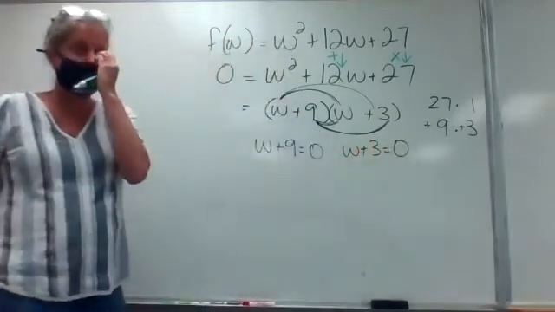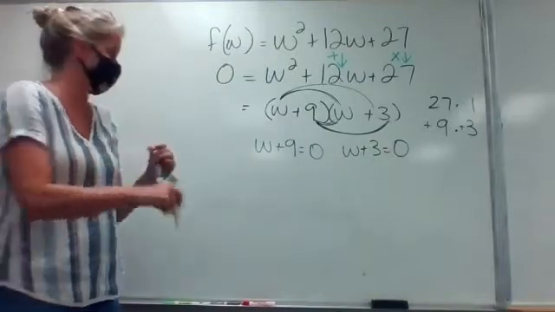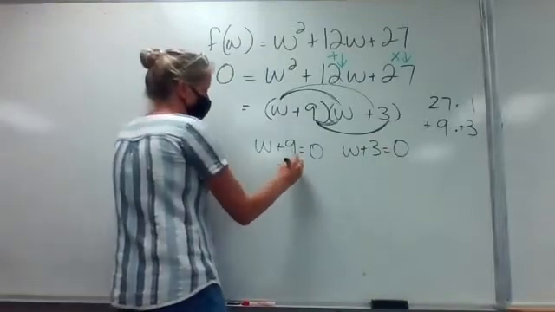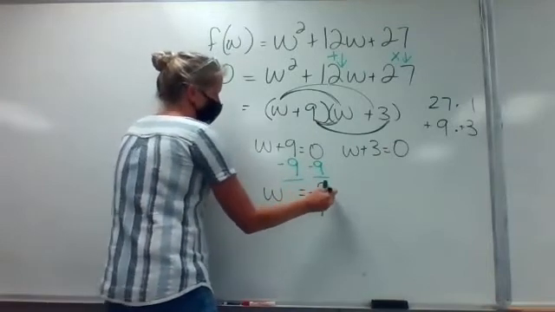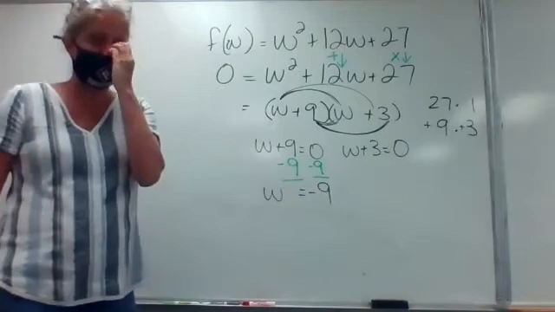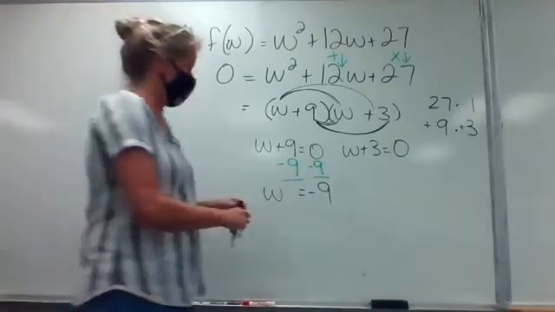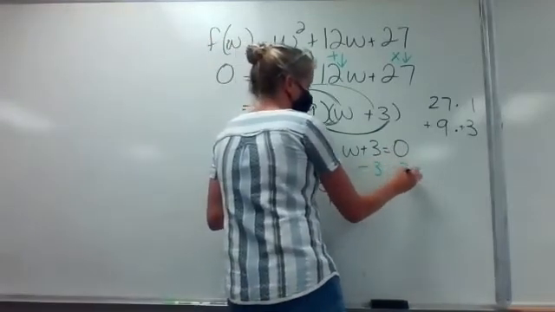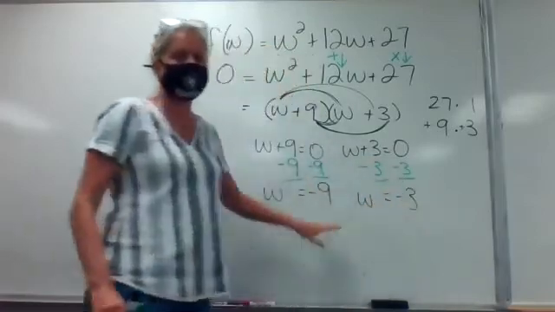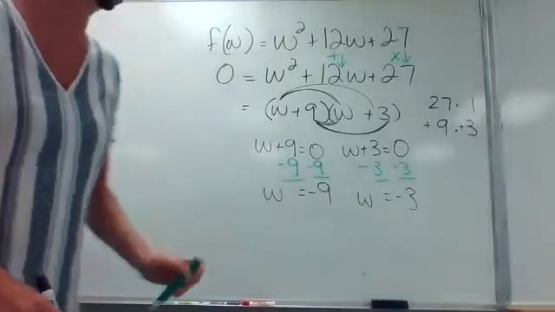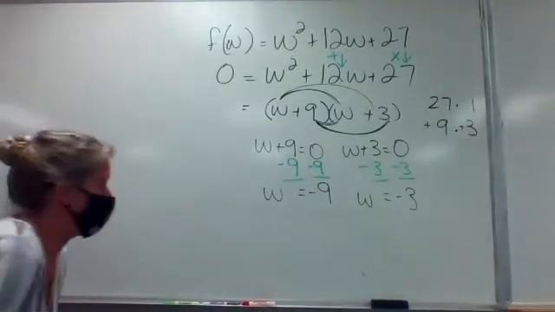And solve them for w to get your 2 solutions. So here I'd have to subtract the 9 from both sides. So w equals -9. And here I'd have to subtract the 3 from both sides. So w also equals -3. So -9 and -3 are your solutions, right?